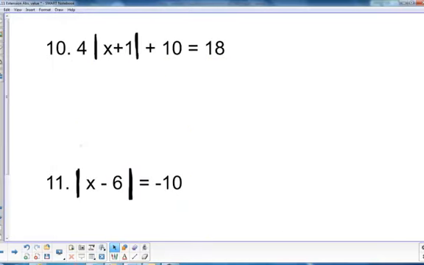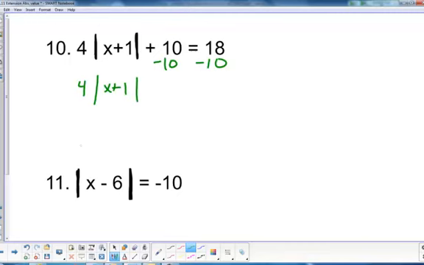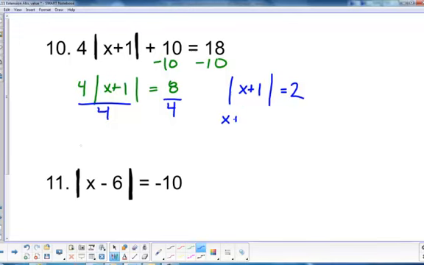This time we're going to subtract 10 first. 4 times the absolute value of x plus 1 is 8. And we're going to divide by 4, because again we want that absolute value of x isolated. So x plus 1 absolute value is 2. Now we're going to make it positive and negative, because we're going to solve this problem without absolute value. So x plus 1 could equal negative 2, because it's in the absolute value. And x plus 1 could also equal positive 2.